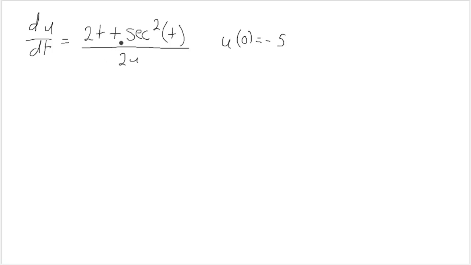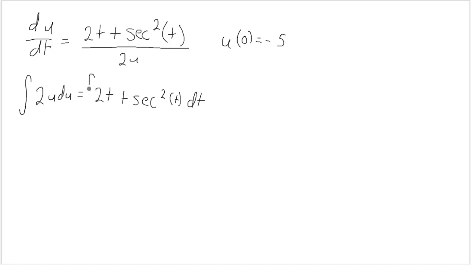So this equation's already laid out quite nicely. I can just rearrange and say that 2u du is equal to 2t plus the secant squared of t dt. And I can integrate this just as is.